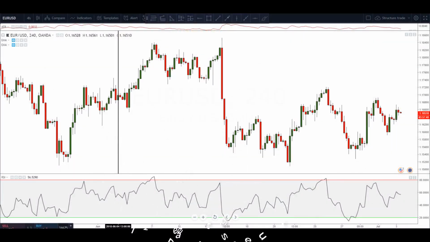Hey traders, today we're going to learn a new strategy. This is going to be a reversal strategy, and it's actually going to tie in really well with the pullback strategy we learned throughout the transition phase.